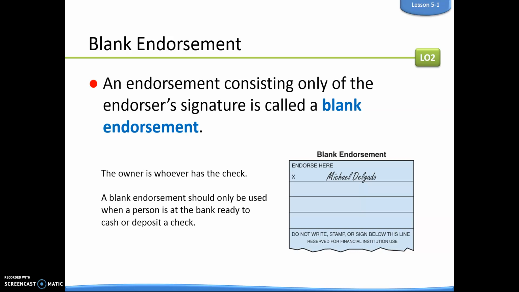Because if you had signed the back of a check right away and then misplaced it and someone found it, that's literally like picking up a $50 bill. Okay, anybody could bring it anywhere because it's been signed. It doesn't necessarily have to be you. So be very careful about when you use a blank endorsement, where you're at. Do it when you're at the bank ready to turn it over.